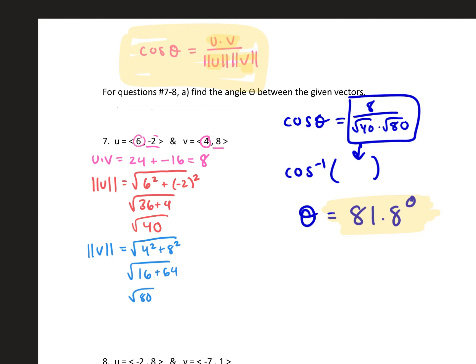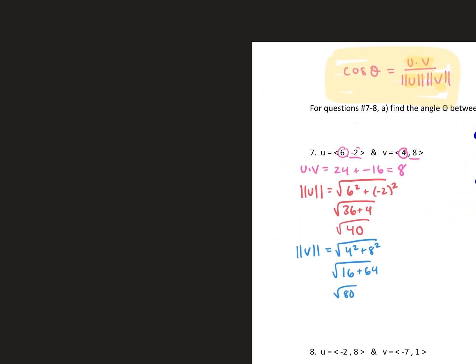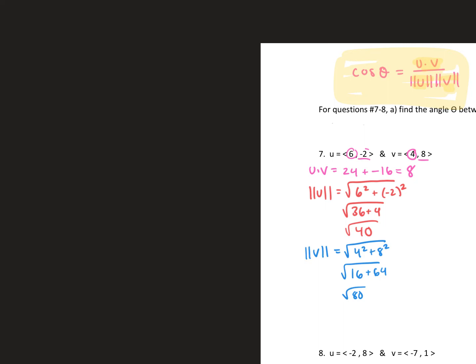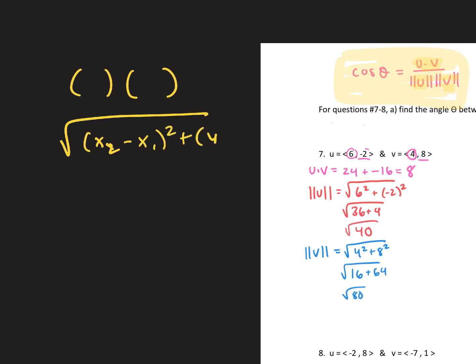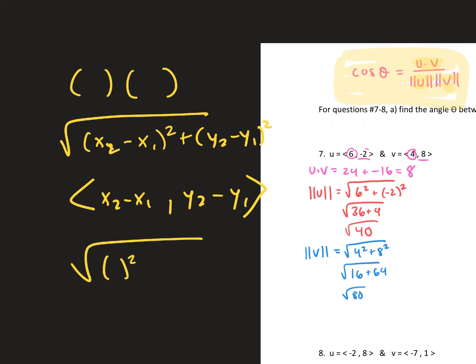Are we ever going to have to find the magnitude if we're given 2 points? Because 2 points would be parentheses. So if we're given 2 points, we would plug that in because that would be x2 minus x1 squared plus y2 minus y1 squared. But component form is x2 minus x1, y2 minus y1. So then when we take the magnitude, we can just take the first number in our vector and square it, and then plus the second number in our vector and square it.